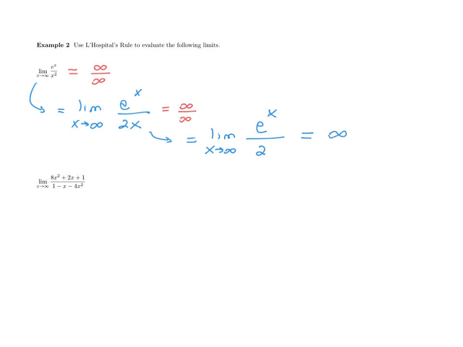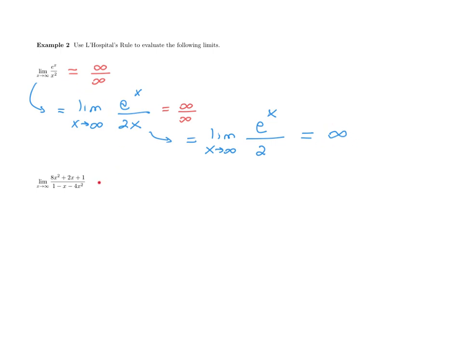I mean, technically the limit doesn't exist, but it's always getting larger and larger and larger, so we no longer have an indeterminate form. But what that means altogether is that this limit has to be the same as this limit, which is equal to positive infinity.